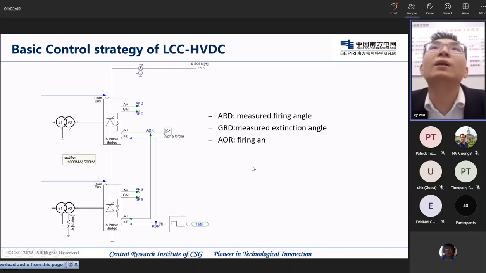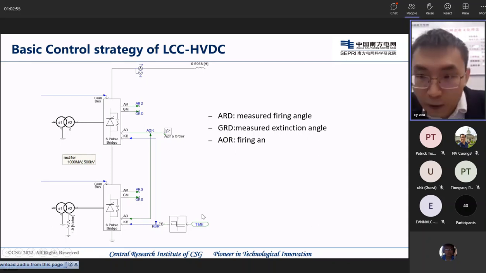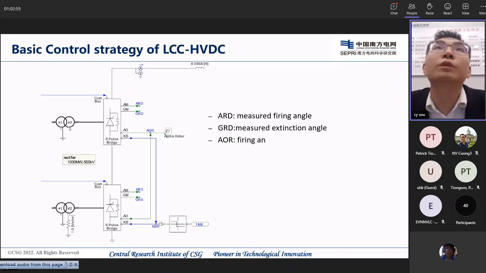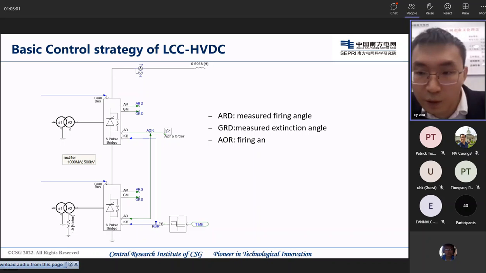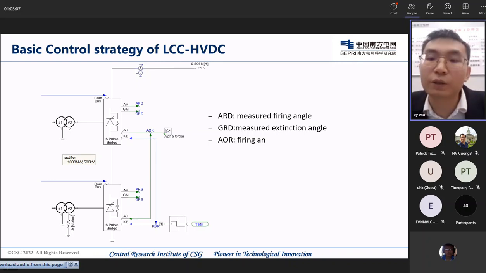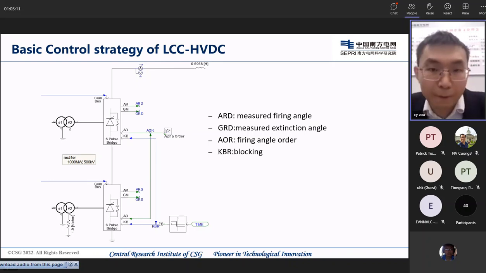The AOR is the firing angle order. This is the only one we can control in the HVDC system. So this is the most important signal in the system. And the KBR is the blocking signal of the converter. It is used to block the system in emergency situations. The rectifier gets the firing angle order AOR from DC current control.